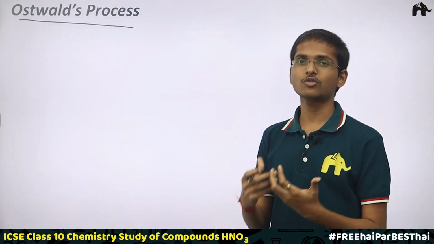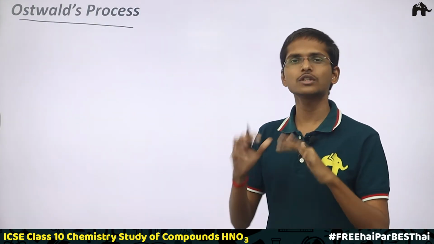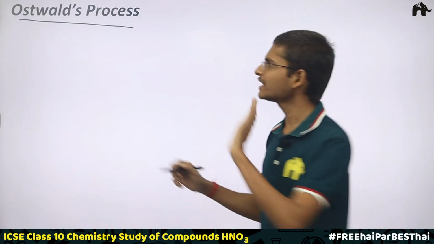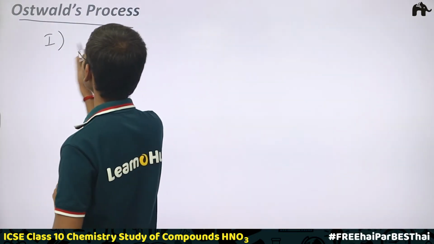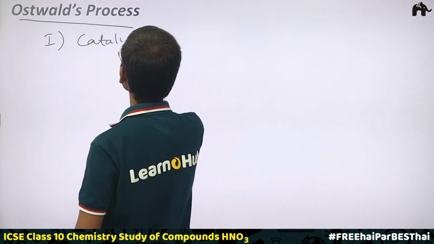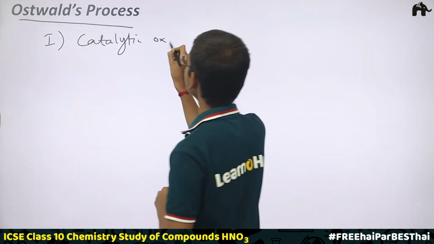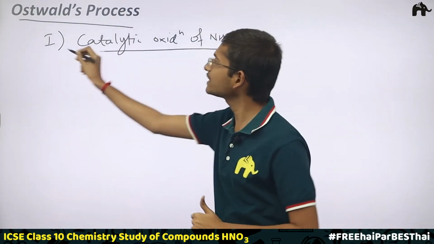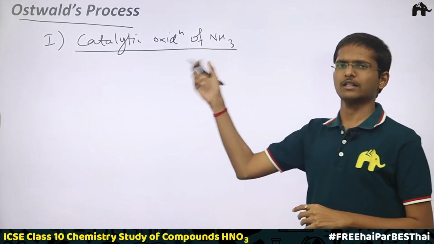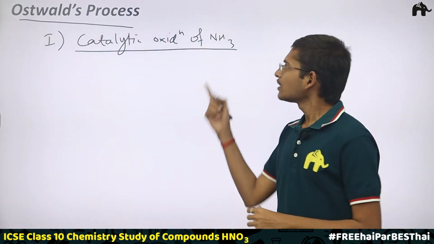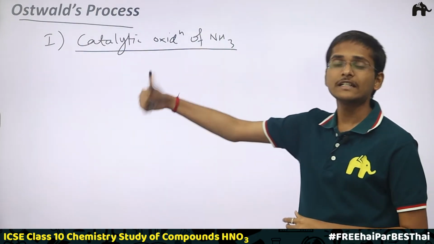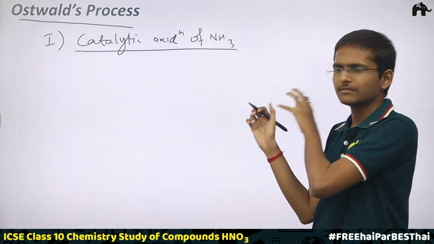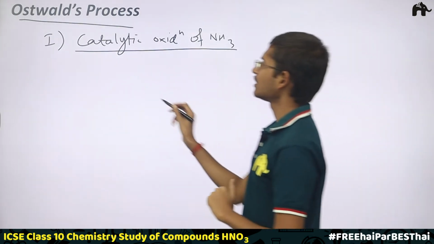Okay, in order to understand the equation itself, we should know those 3 simple steps which are taking place in this Ostwald process for the preparation of nitric acid. And the first one is simply catalytic oxidation of ammonia. This thing we have already studied, right? In the ammonia chapter, we have seen how ammonia is catalytically oxidized. So exactly the same reaction, same equation, same condition would be here also.